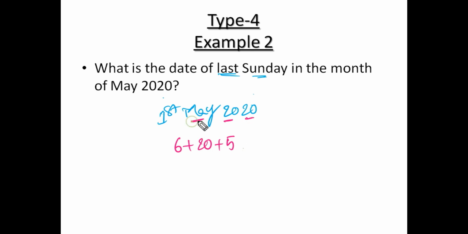But here it is May, and Feb 29th is covered. That's why I'm taking directly 5. If Feb 29th is not covered, then we have to take 4 only. With this, the year is completed.